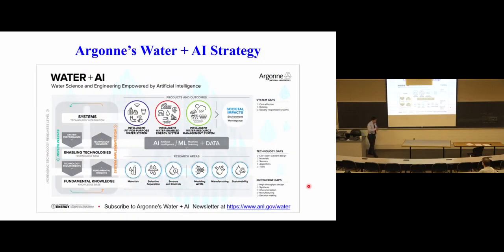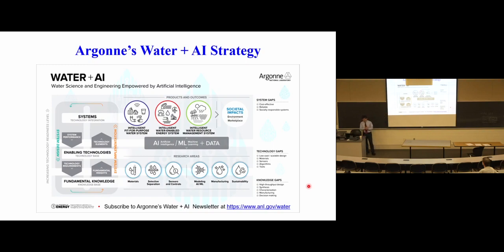So when I joined UChicago and Argonne as a lead water strategist, I needed to work with people across the lab to put together a strategy to really highlight our water research and innovation program. So I adopted this three-plane chart from the NSF ERC program. And there are three planes.